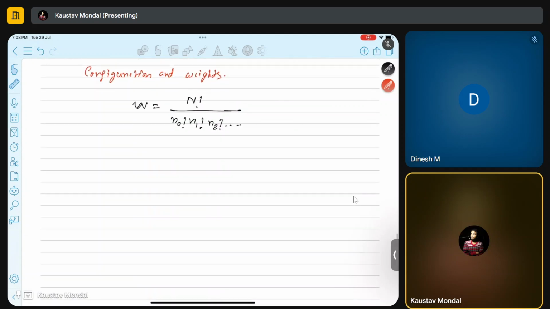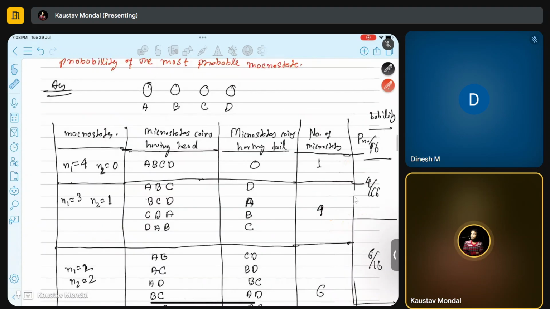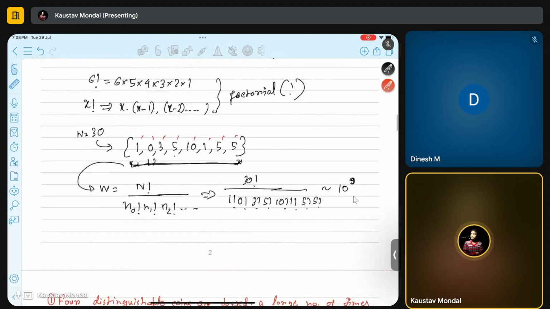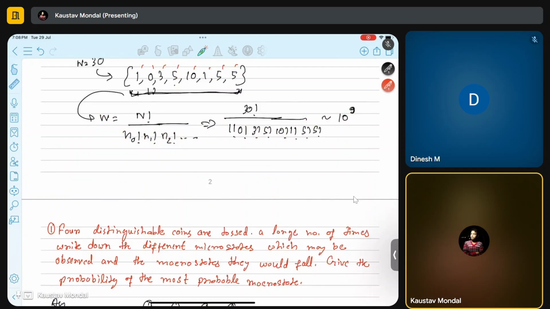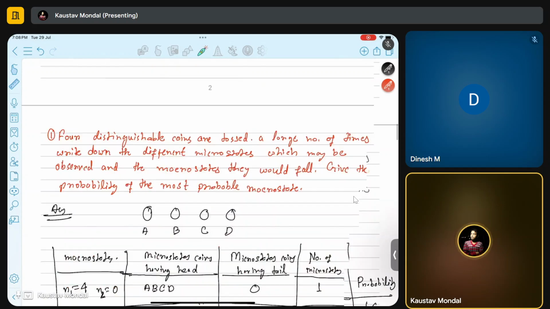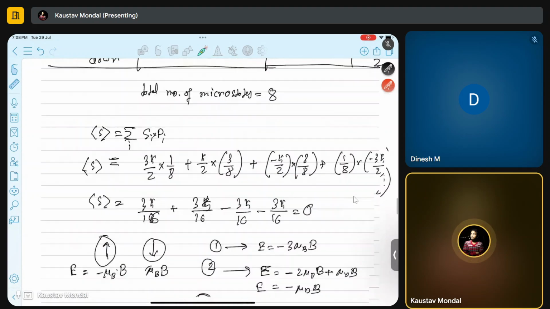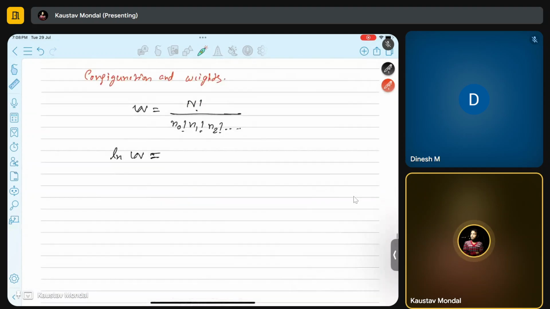Okay, so we take the log on both sides, because, as you can see in one of the previous sample problems, the number of arrangements went up to the order of 10 to the power 9. So it's very difficult to handle such a huge magnitude of number. It's a better way to take the log of this number. So for that reason we are taking log on both sides.